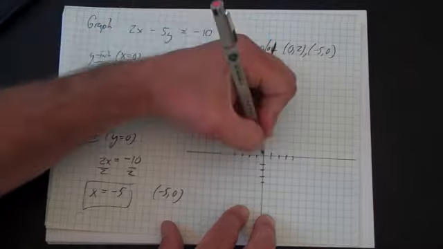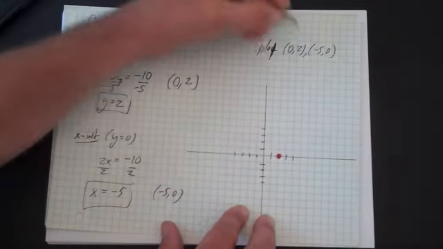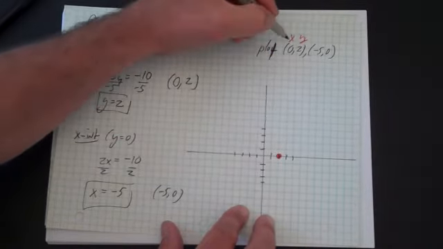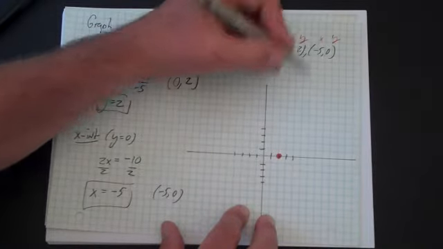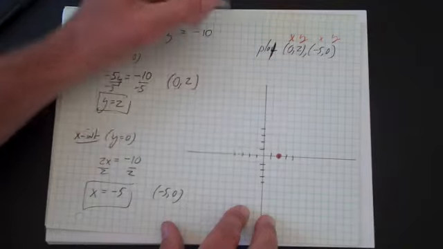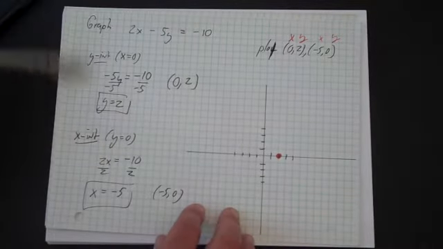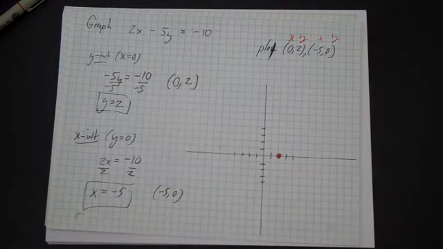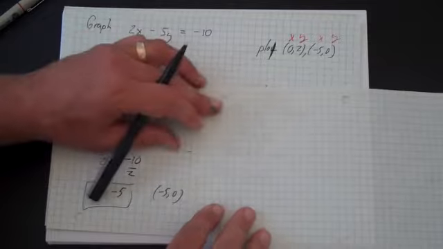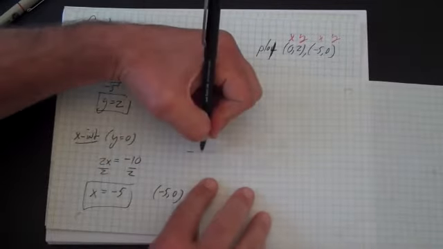Let's graph (0, 2). That's going to be the point right there. Remember, it's always x, y. So x is 0 and y is 2. And this is x, y, so x is minus 5 and y is 0. Uh-oh, I messed up there. Let's graph that again.